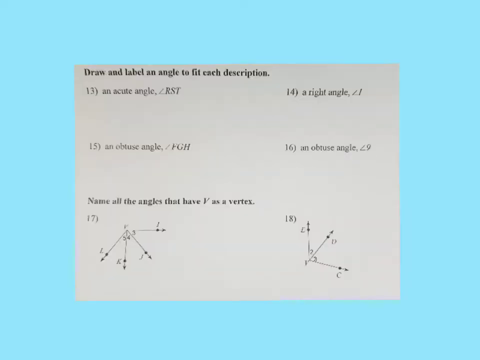All right, so 13 through 16 are really easy. You're just following the directions. Draw an acute angle. It means it has to be less than 90, and we're going to label it RST. So I draw an acute angle. There's an acute angle. It's less than 90. There's RST.